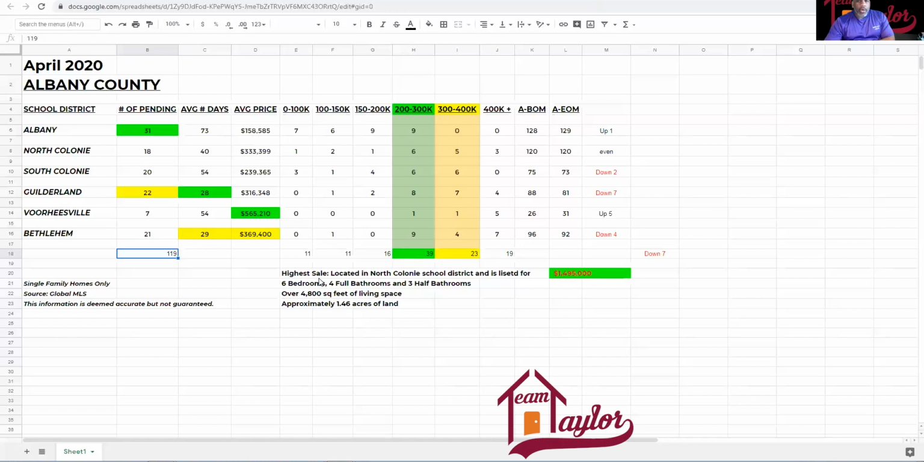Highest sale for the month was in Colonie. $1.495 million was the list price. So that is pretty nice for the North Colonie School District.